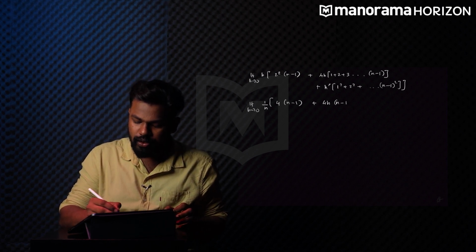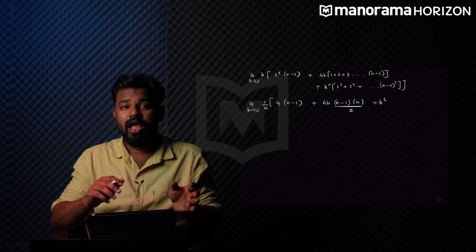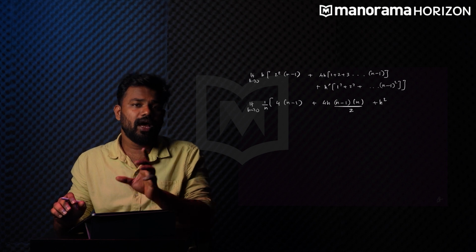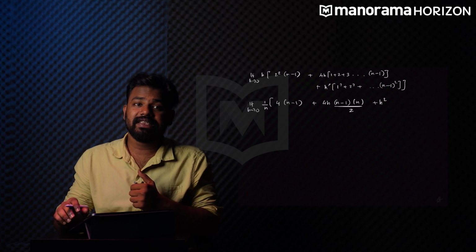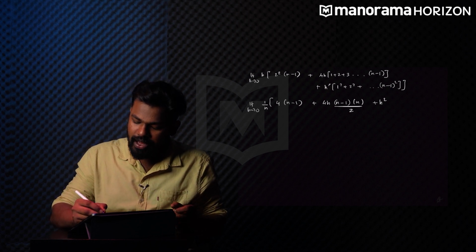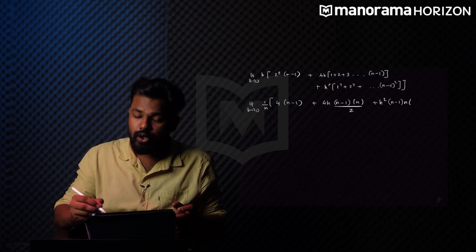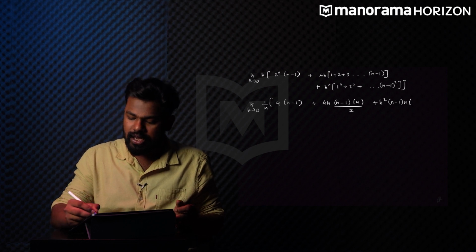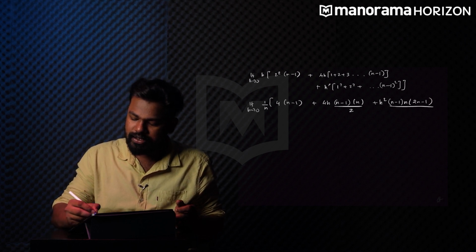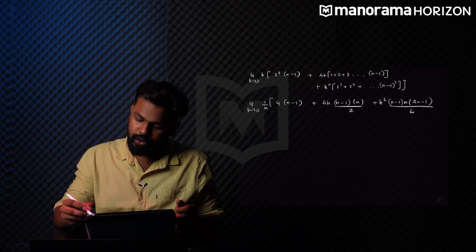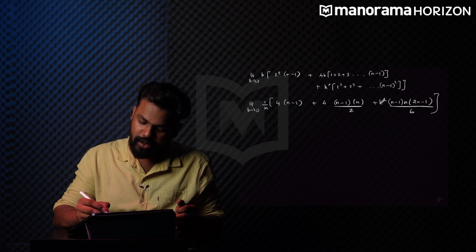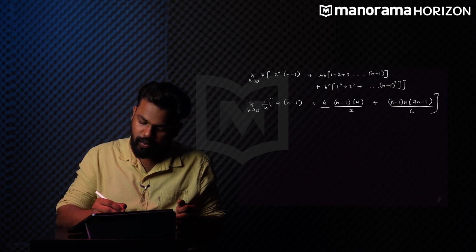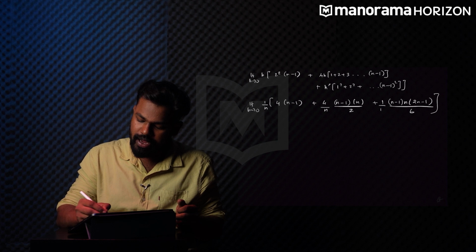n minus 1 into n by 2, plus h square into, what is the sum of squares of natural numbers, 1 square up to n square? It is n into n plus 1 into 2n plus 1 by 6. Here it is n minus 1, so it will be n minus 1 into n into 2 into n minus 1 plus 1, that is, 2n minus 1 by 6. Again, what I'm going to change here is, I have h inside all these terms. So this h and this h square, I'm writing it as, this h is 1 by n, so 4 by n, and this is 1 by n square.